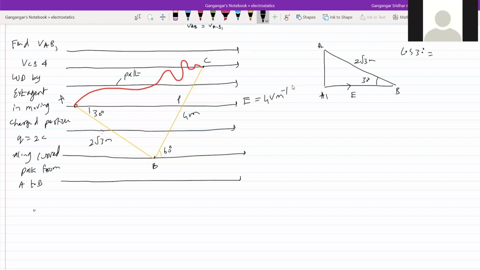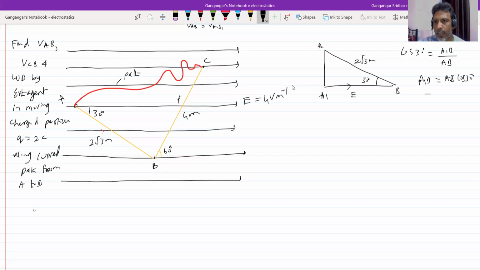Cos 30 will be A1B by AB. A1B equals AB cos 30. The value of AB is 2√3, cos 30 is √3 by 2. So 3 meter is the distance A1B. Then the potential difference VA1B equals E into A1B. This E is 4, A1B is 3. So 12 volt.